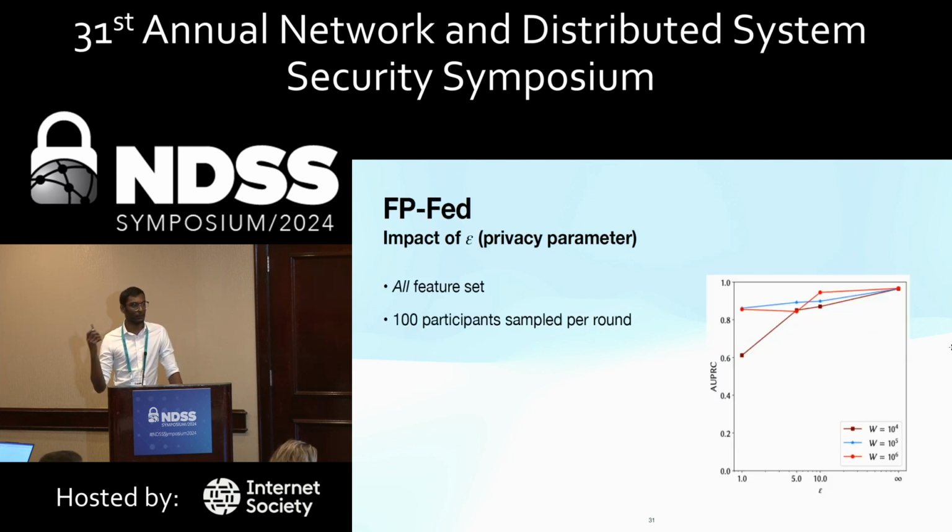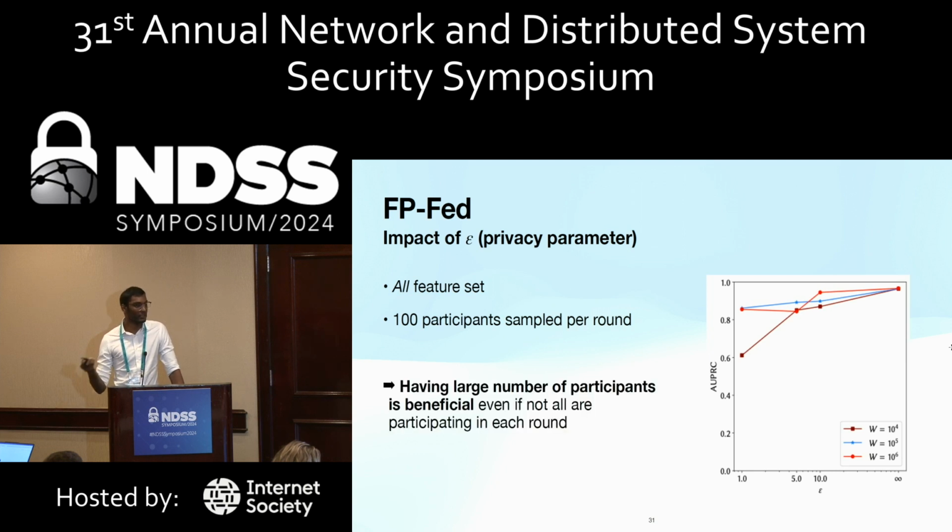Firstly, we study the impact of the privacy parameter, which basically looks at how much privacy is given to each participant, along with the total number of participants indicated by W. What we find is that even though only a few participants are sampled in each round, the total number of participants is important to the model performance. As you can see, at high privacy levels of an epsilon equals to 1, when the number of participants is 10,000, the model performance can be very low. However, when you increase the number of participants to 1 million, the model performance dramatically improves. And this shows that having a large number of participants can often be beneficial, even if not all of them are participating in each round.